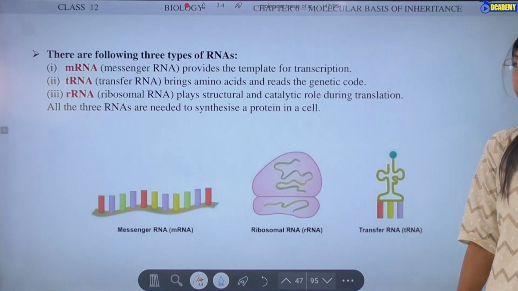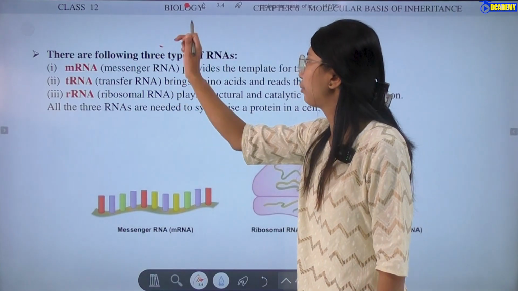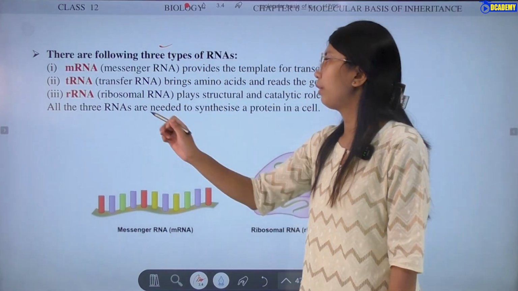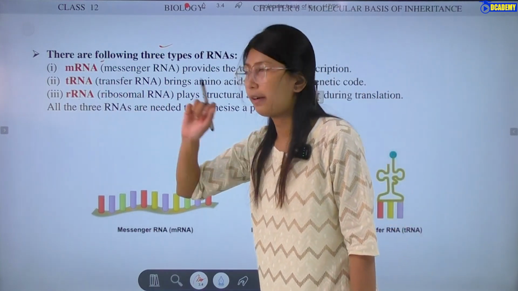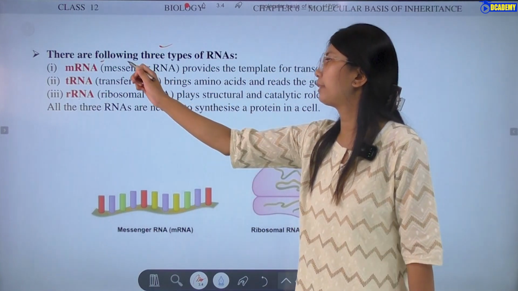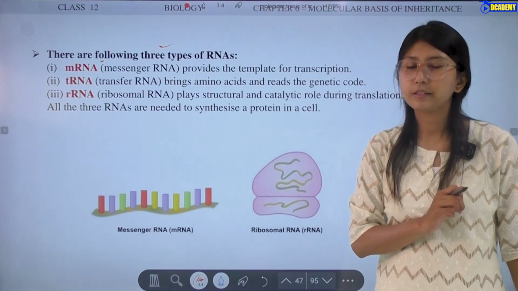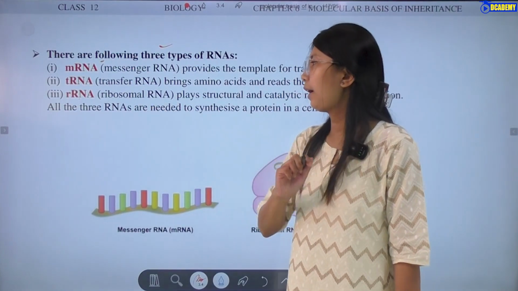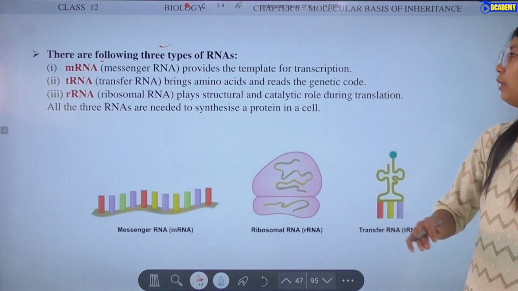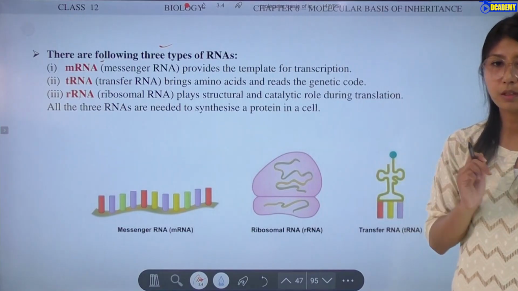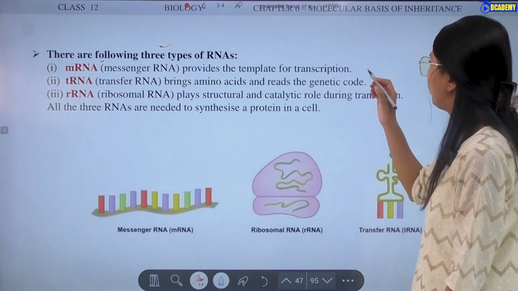The RNA, there are three types of RNA: mRNA, tRNA, and rRNA. mRNA is messenger RNA, tRNA is transfer RNA, then rRNA is ribosomal RNA. Then mRNA is the template for transcription.